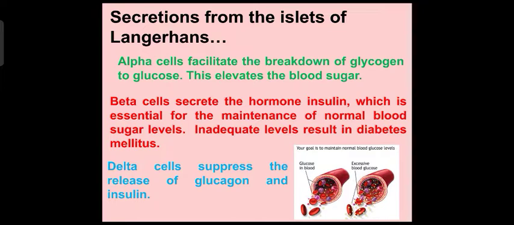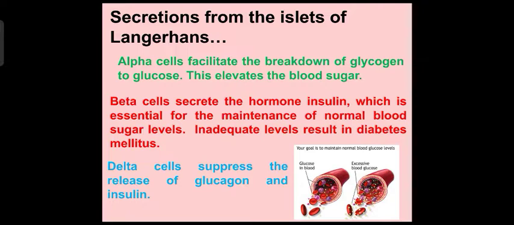Now, three types of cells. First is alpha cells. These cells secrete the hormone glucagon. Glucagon converts glycogen to glucose. Whenever the glucose level of the blood decreases, low glucose level in the blood, exercise and a protein-rich diet stimulate its formation. Basically, alpha cells facilitate the breakdown of glycogen to glucose. This elevates the blood sugar, which we call hyperglycemia.